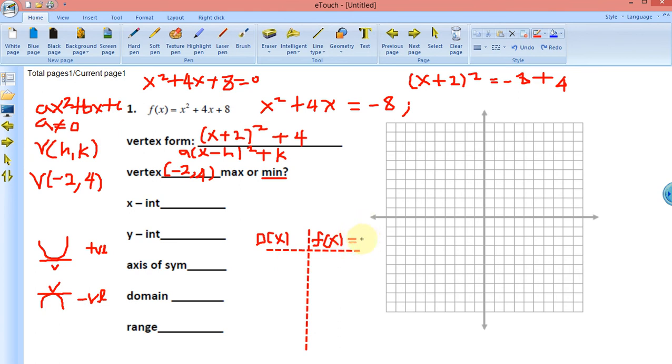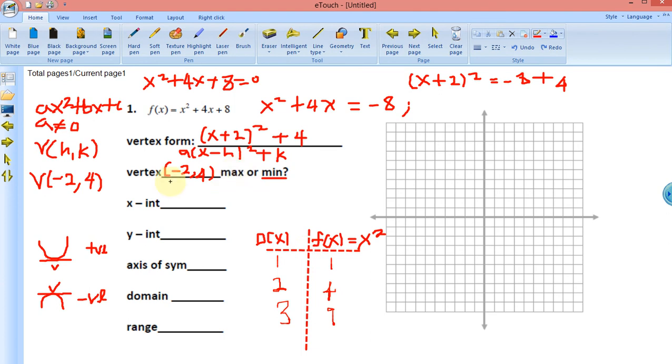So the parent function is x squared. That's the parent function, x squared. When x equals 1, 1 squared gives you 1. When x equals 2, 2 squared gives you 4. When x equals 3, 3 squared gives you 9, and so on and so forth. So let's see the application of this concept now.